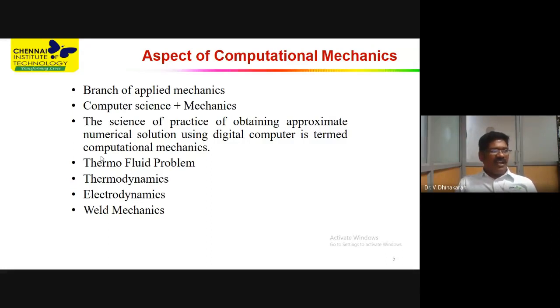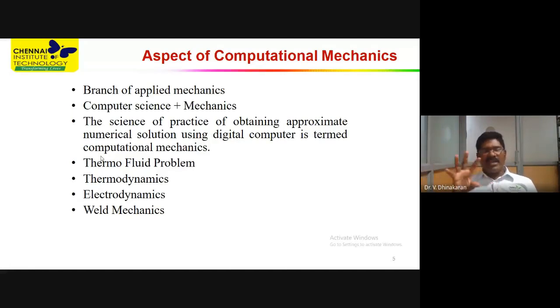Okay. So computational mechanics may be used to solve thermofluid problems, or used in thermodynamics, electrodynamics, welding and additive manufacturing. It will take a particular name. If you use computational mechanics in welding, then it is called computational welding mechanics. If it is used to solve the fluid dynamics problem, it is called computational fluid dynamics. If used to solve the thermodynamics problem, it is called computational thermomechanics. If it is used to solve the electrodynamics problem, it is called computational electromechanics.